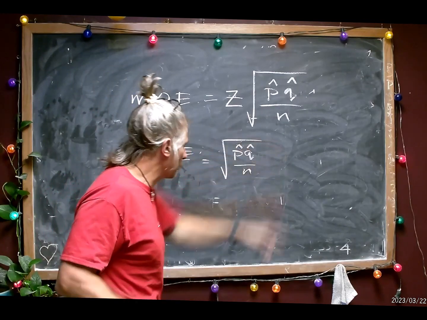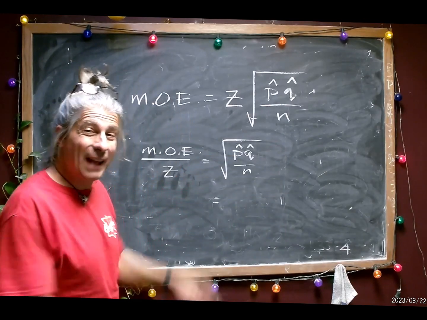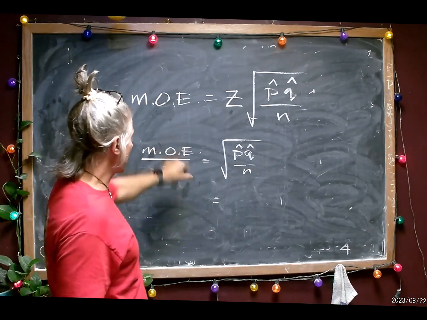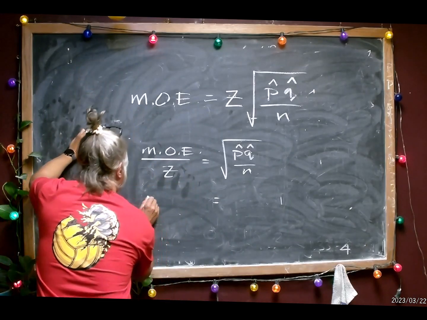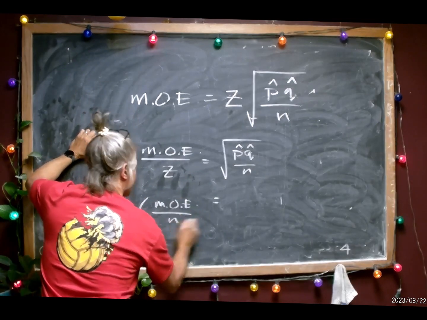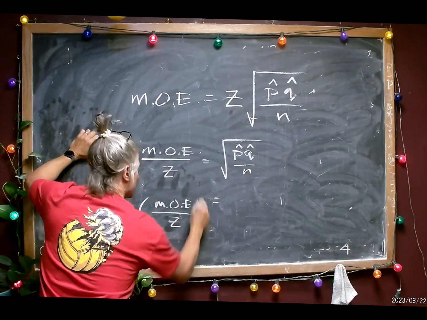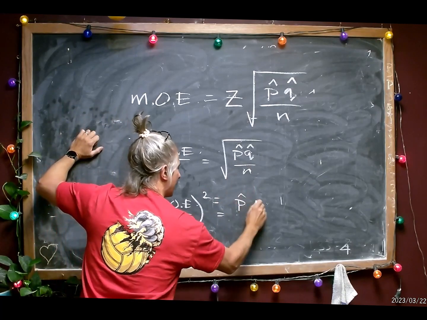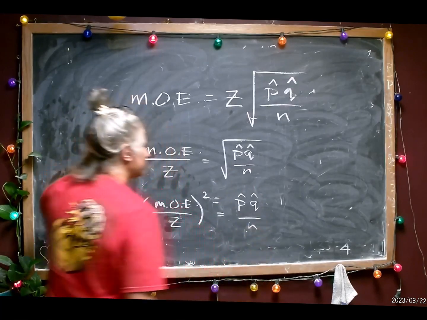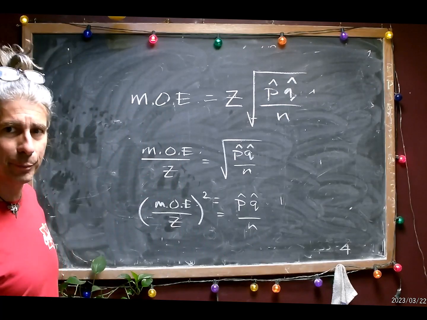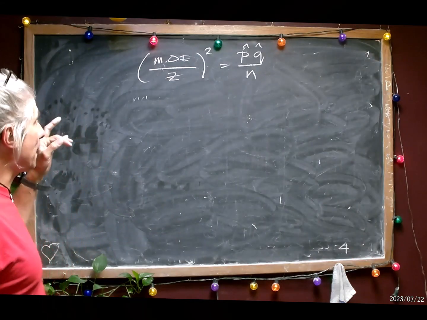This square root's kind of annoying. So let's square both sides to get the square root gone. That means we have to square this quantity over here. Margin of error over z squared equals, and now it's just p hat q hat over n. But now I'm out of space, so I'm going to snap my fingers and move that equation to the top. Okay.